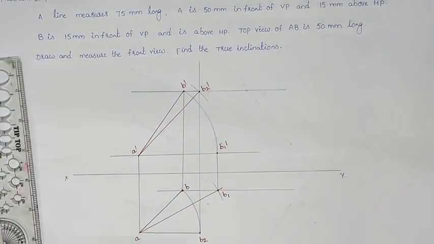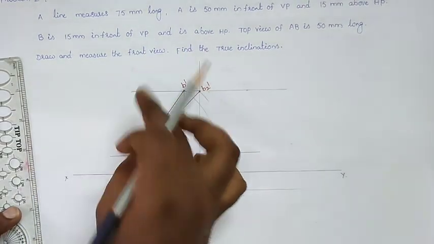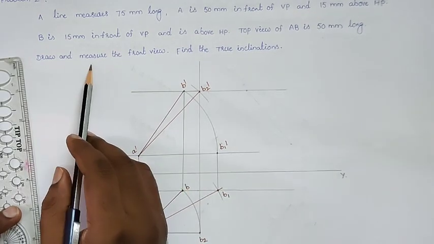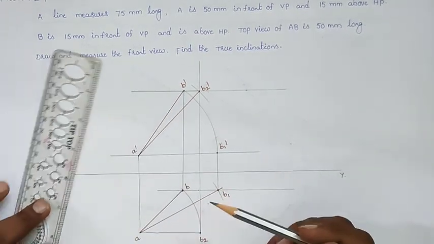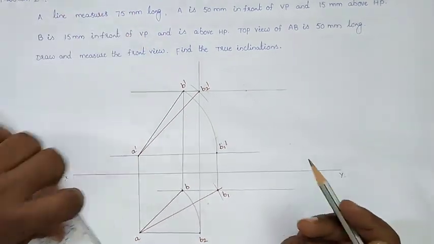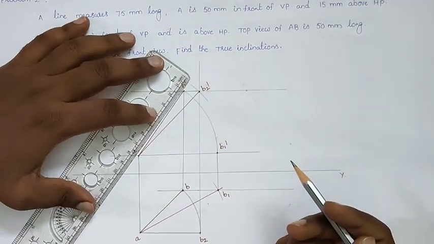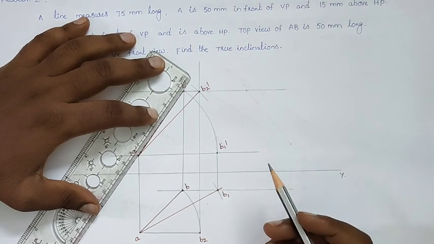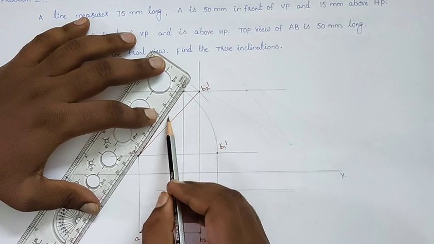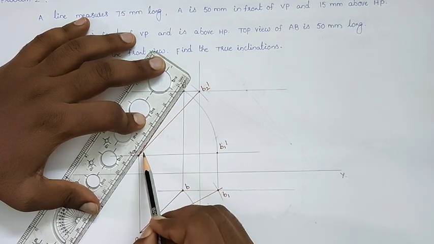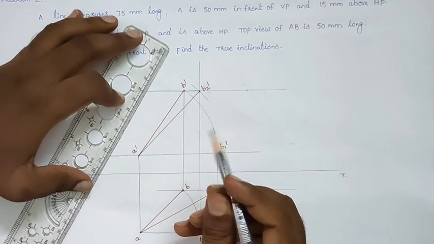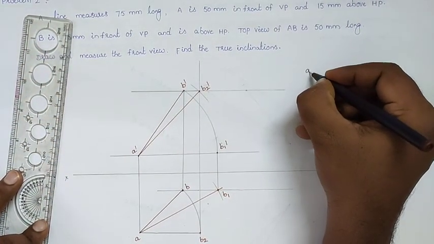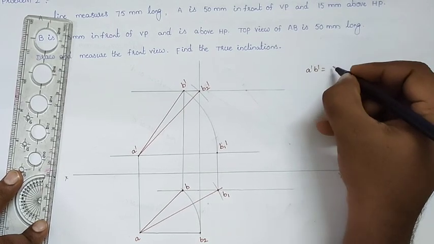This is our view. So what they are asking here is to draw and measure the front view. So we will draw the front view and also the top view here. But they are asking to measure the front view. By using your scale, you can measure the length of the front view. We will get 10, 20, 30, 40, 50, 60, 65 and 66 mm. So the A dash B dash line length should be 66 mm.